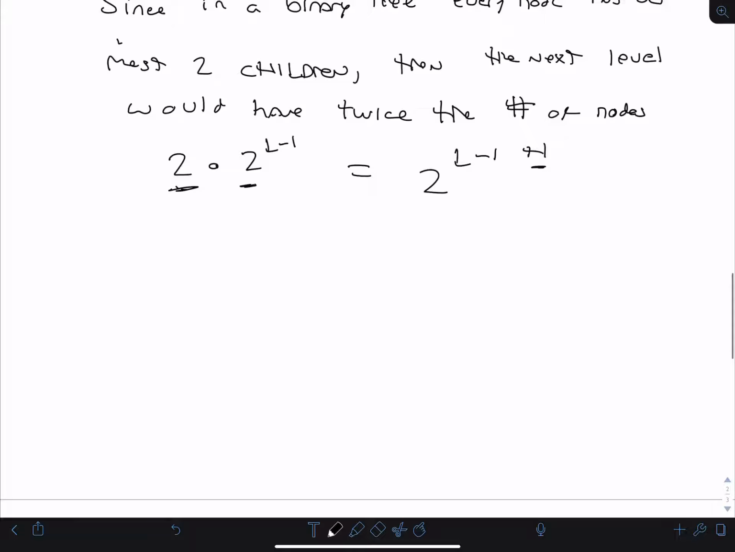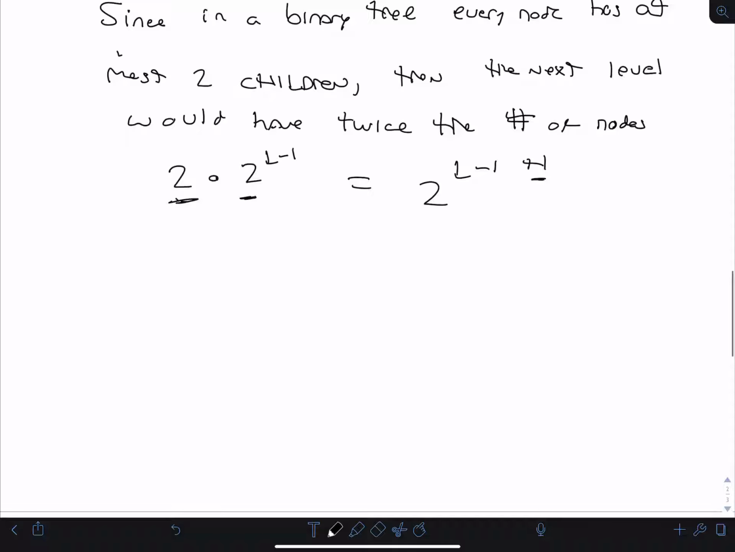Any questions on that? Okay, so let's hope that the pencil doesn't die. I'm going to get another pencil. It's good to have as a backup.